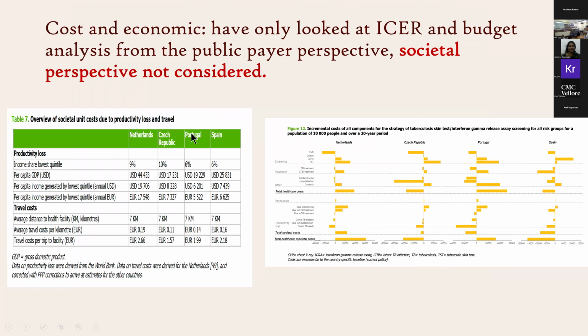Now, they have only looked at it from a public payer perspective. They have not looked at it from a societal perspective at all. This is actually the European study on latent TB. They looked at productivity loss, travel costs, and costs for each step. Apart from screening and treatment, they've also looked at travel costs due to screening, travel costs due to TB treatment, all of that, and productivity loss.